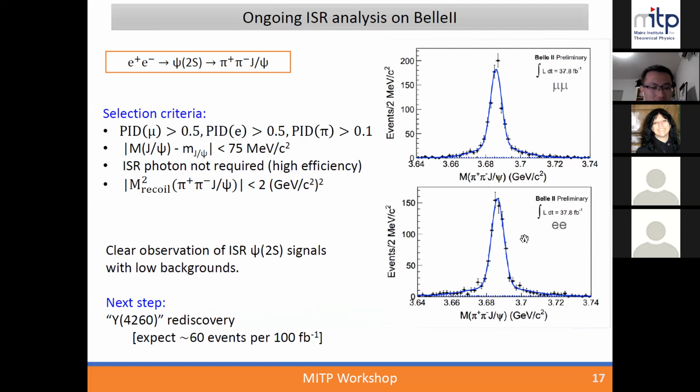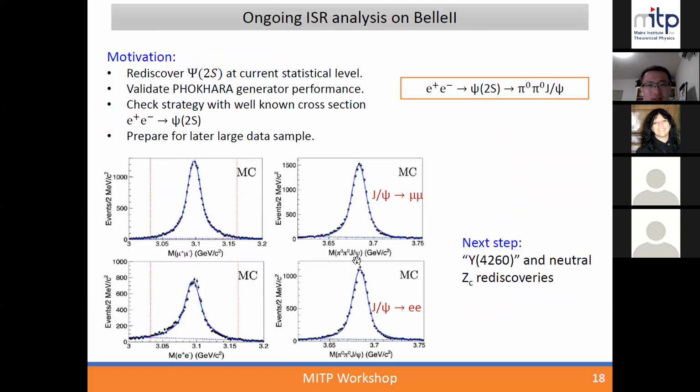And for the next step, we aim for the Y(4260) rediscovery. After some estimation, we would expect around 60 events per 100 inverse femtobarn.